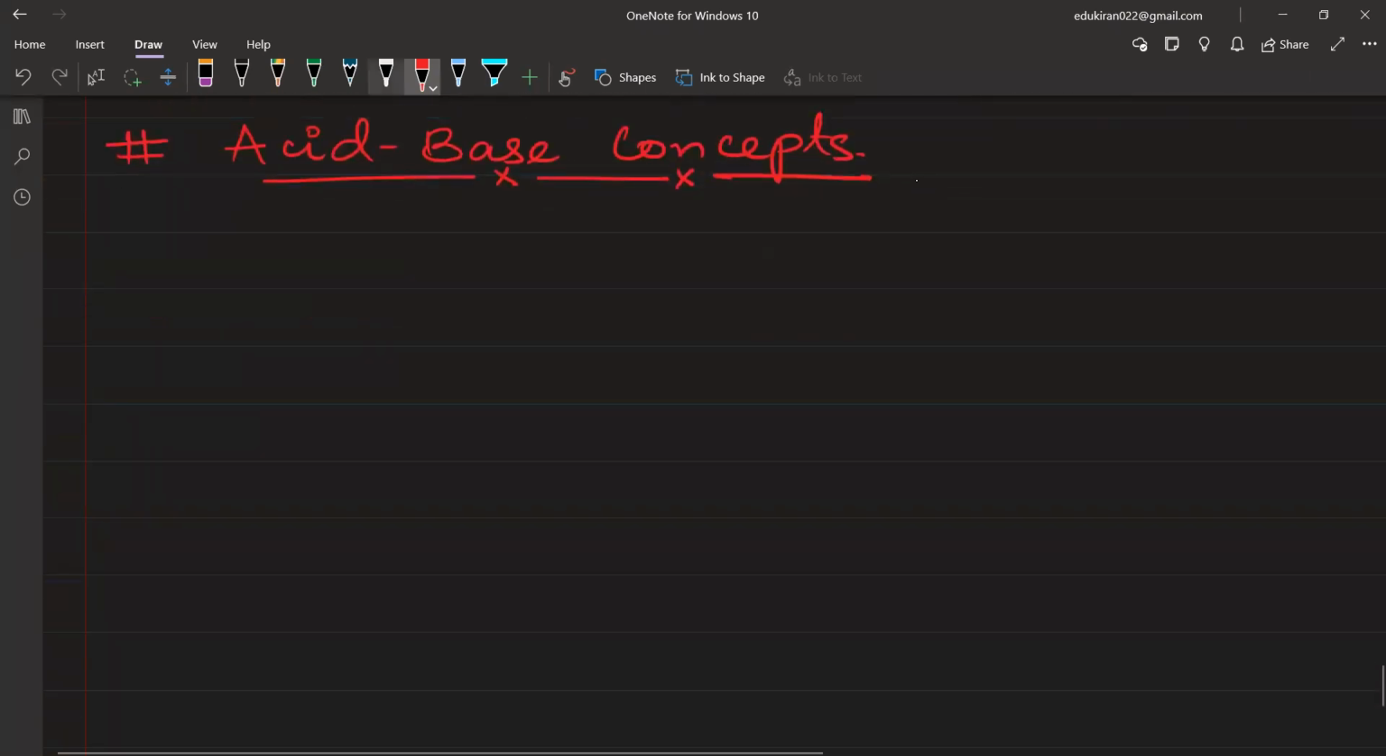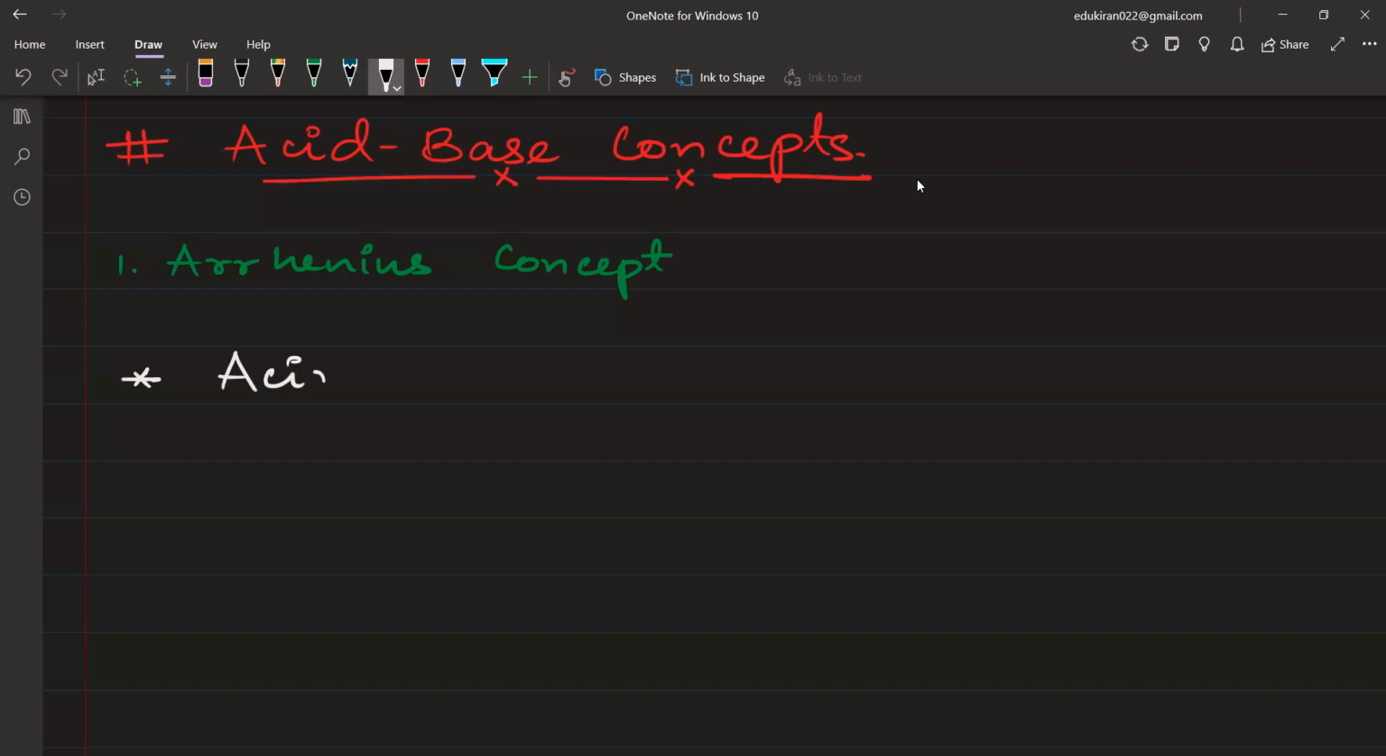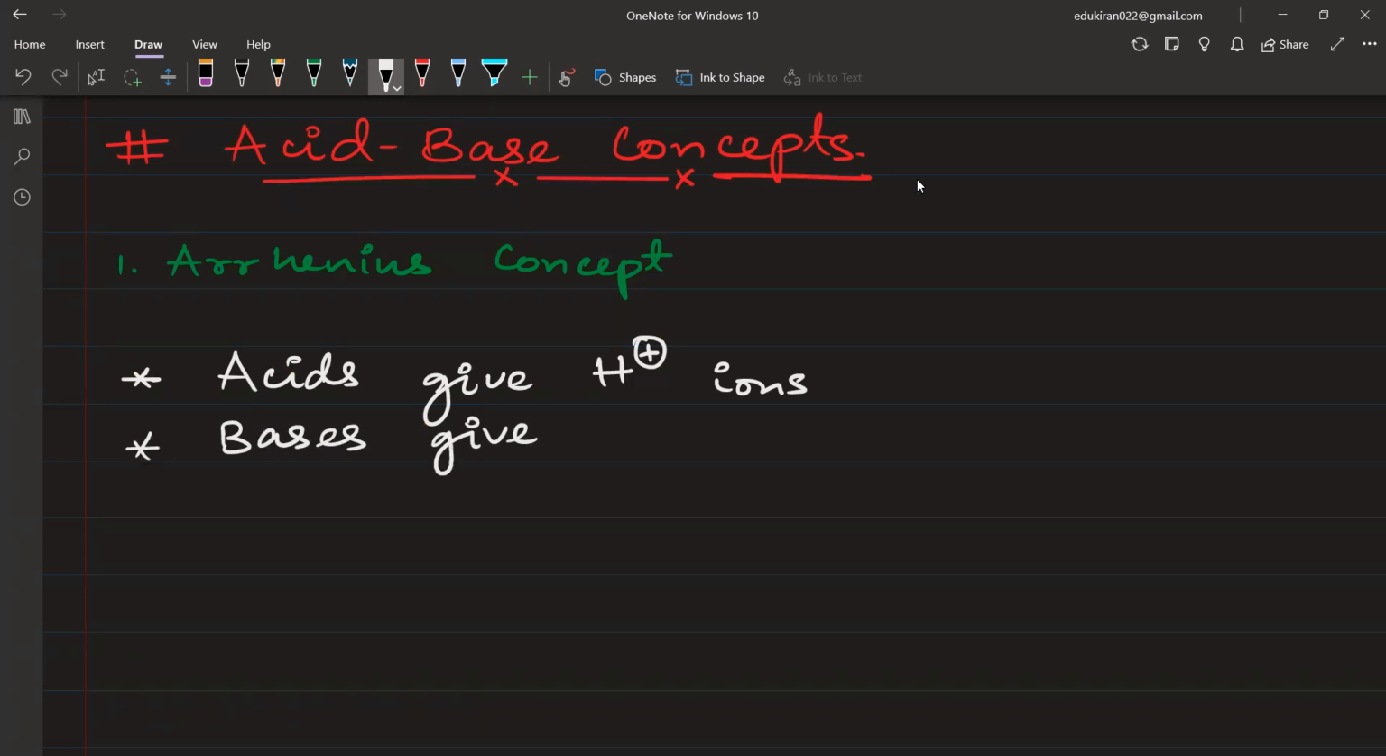Now, in acid base concept, you will write number 1, Arrhenius concept. What does Arrhenius say? Arrhenius said, simple सा उसका फंडा था. Acids give H plus ions. Bases give OH negative ions. कहाँ पे? In water. Ions in water, and this is also in water.